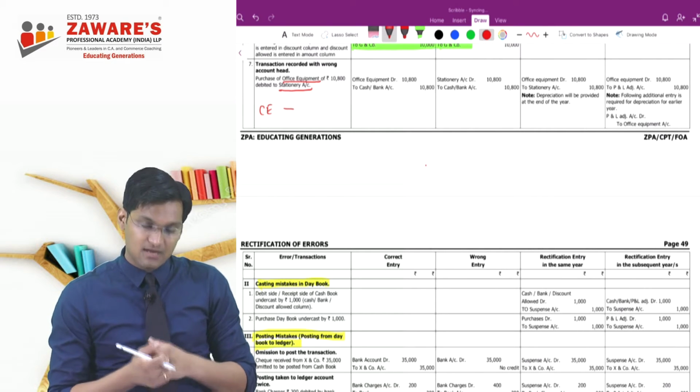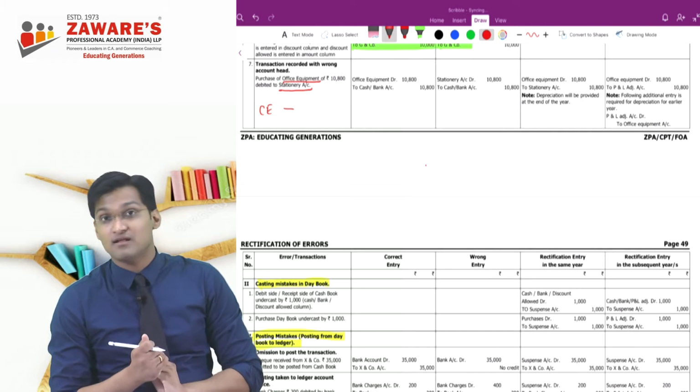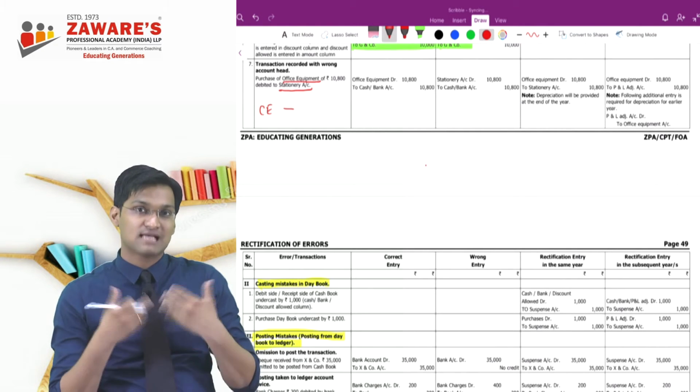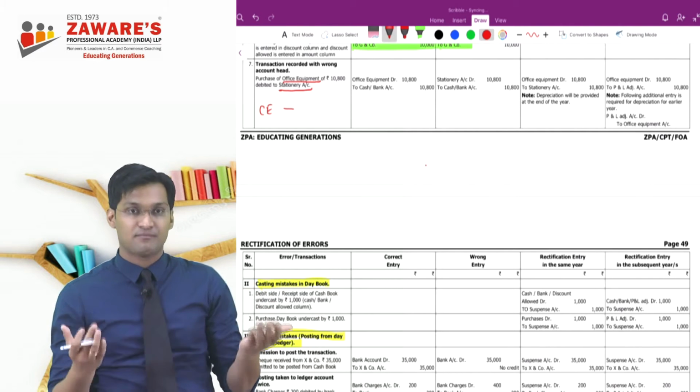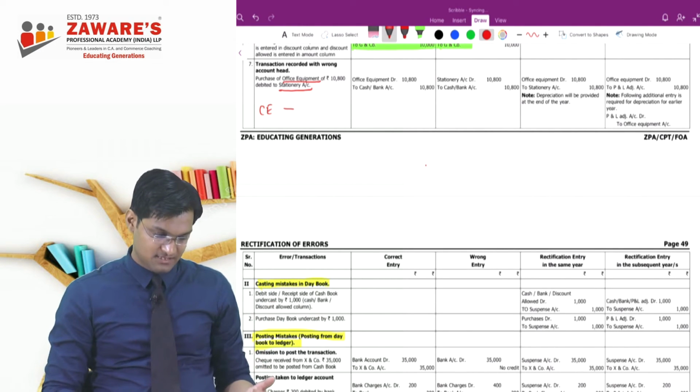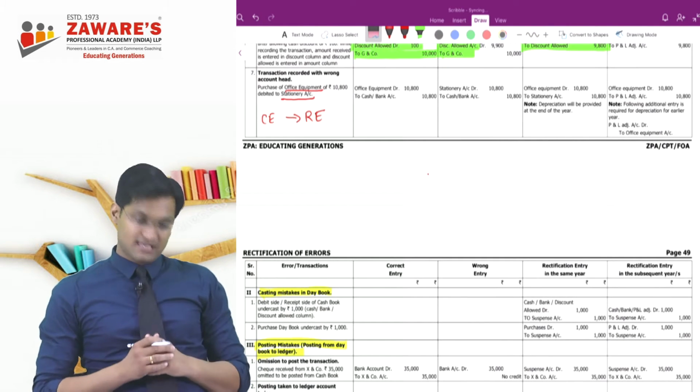Now, in the next year when this error will be rectified, stationery expenses being nominal account will be replaced with profit and loss adjustment account, and consequently your entry will become office equipment account debit to profit and loss adjustment account credit. Now, casting mistakes in day book.